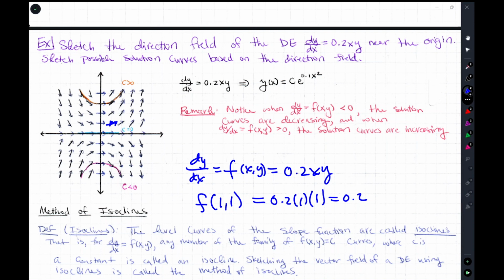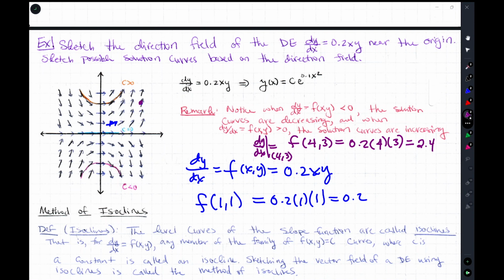If we chose, for example, say 4, 3, that point there, well, we could do that. So for the point 4, 3, we'll have dy/dx at 4, 3 is equal to f at 4, 3 is equal to 0.2 times x, which is 4 here, and y is equal to 3. And we will get 2.4.